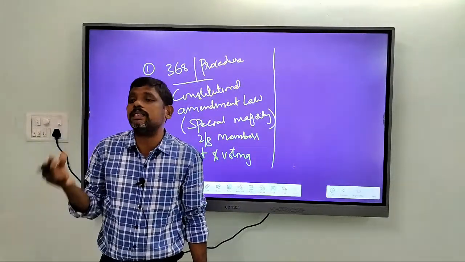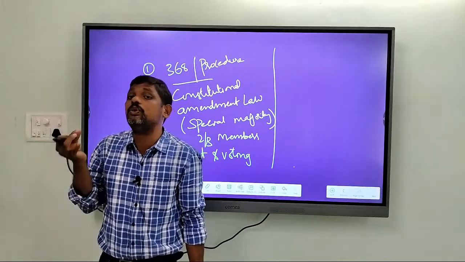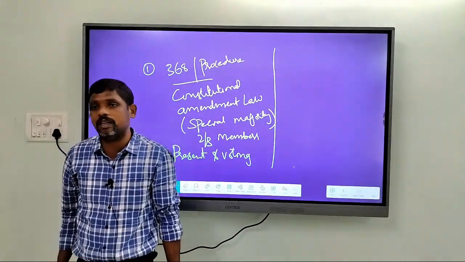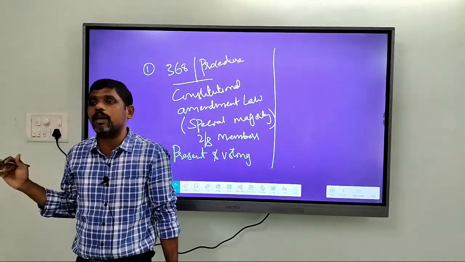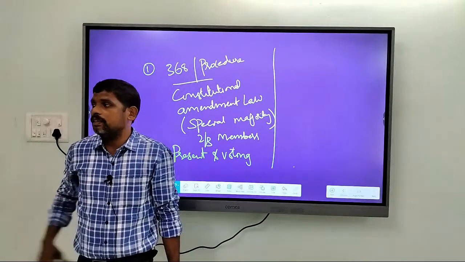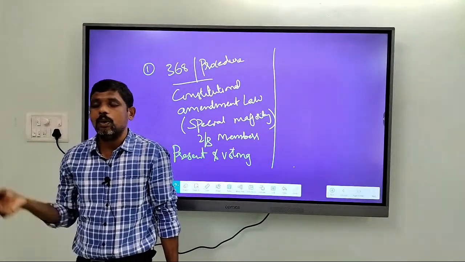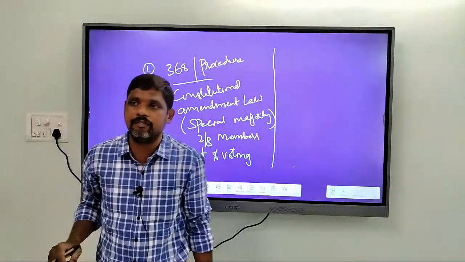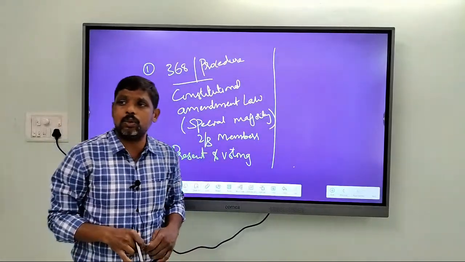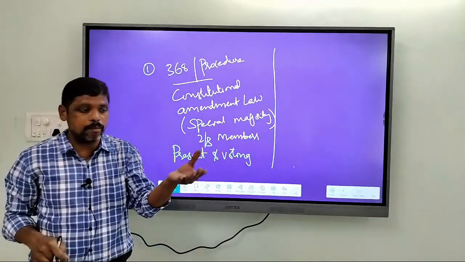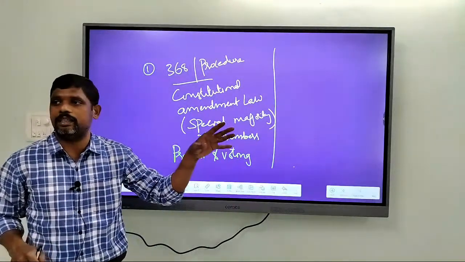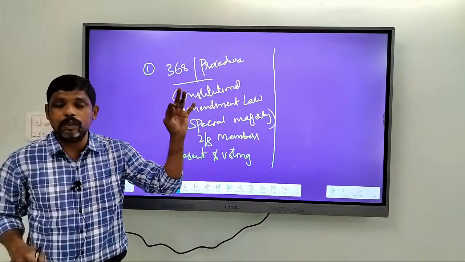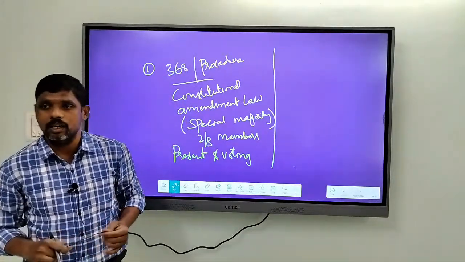So can we call this Article 2 an example of a unitary system? Absolutely. It is an example of a unitary system. In this entire Article 2, the Parliament alone is acting, without the consent of states. So the admission of new territories into the Indian Union represents a unitary feature. So this is about Article 2.